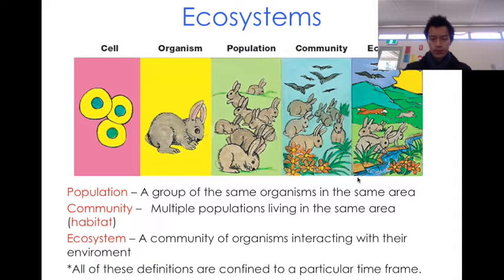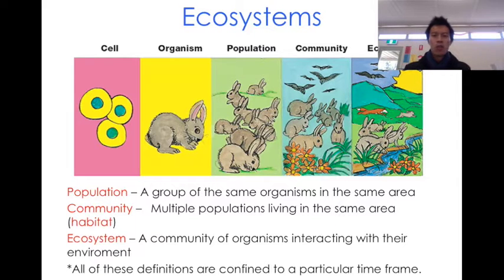So for it to be an ecosystem, it needs to have those communities of different species together and then interacting with them. And then all of these things are confined to a particular time frame. So that's just some terminology to get out of the way.